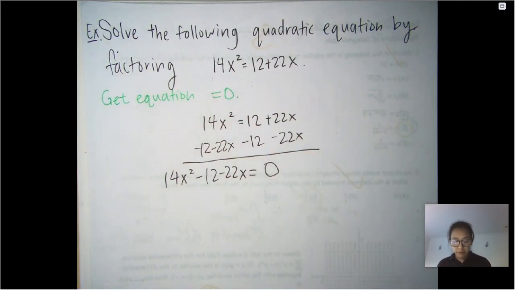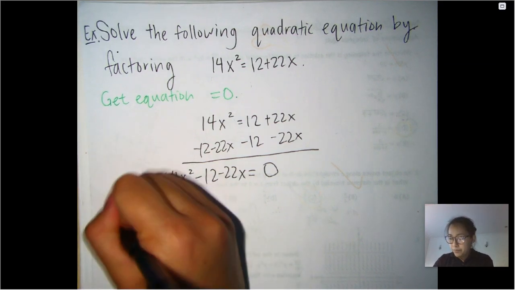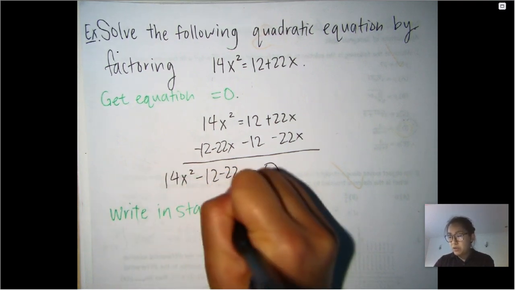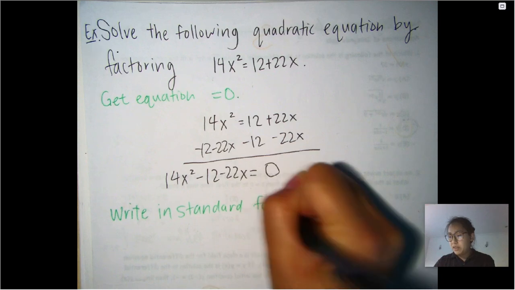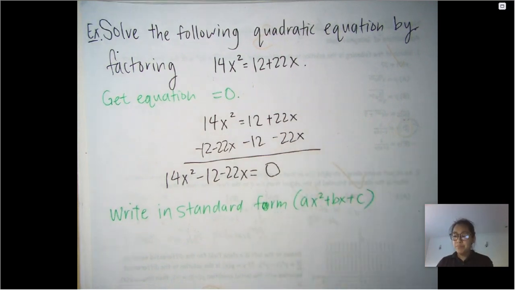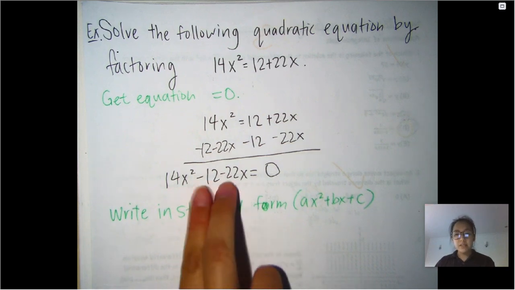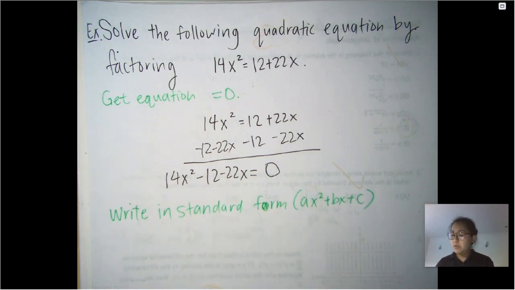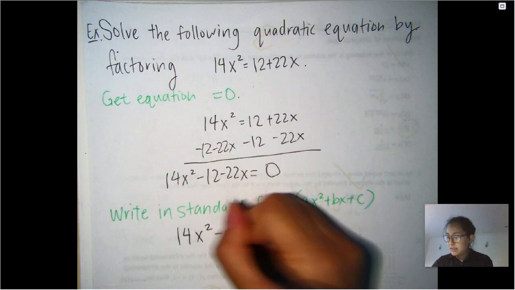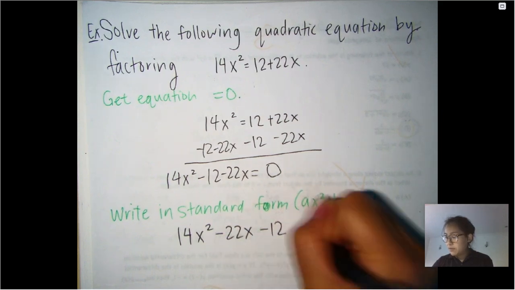In general, when we want to factor, we want an expression that is in standard form. That would mean that you want something that looks like ax squared plus bx plus c. And so I'm just going to go ahead and switch the minus 12 and the minus 22x. So we have 14x squared minus 22x minus 12 equals 0.